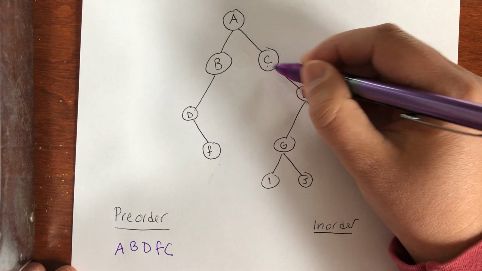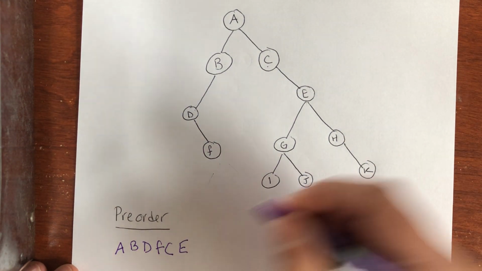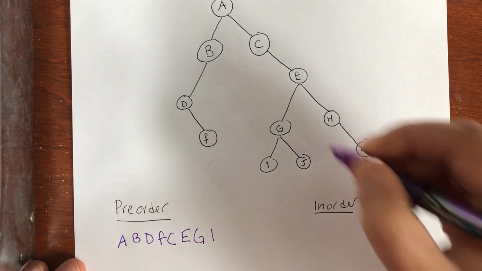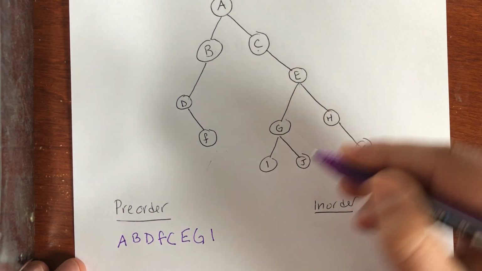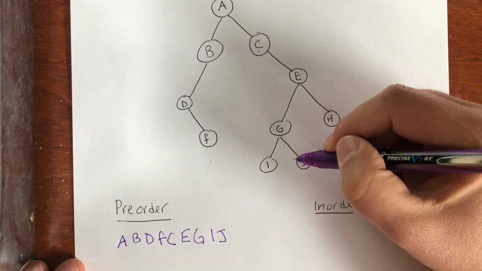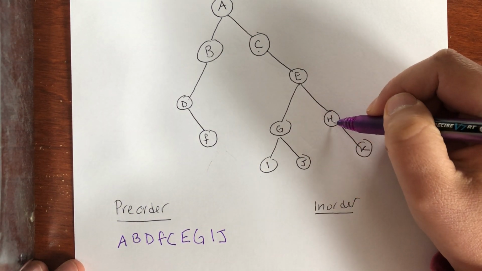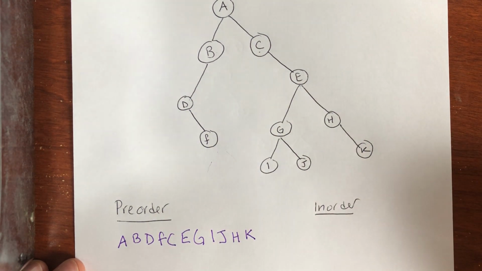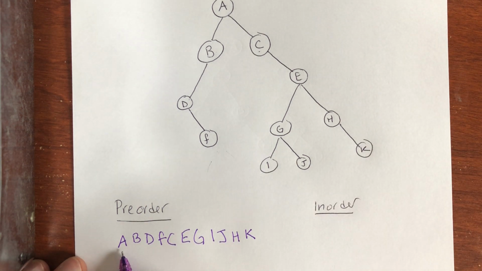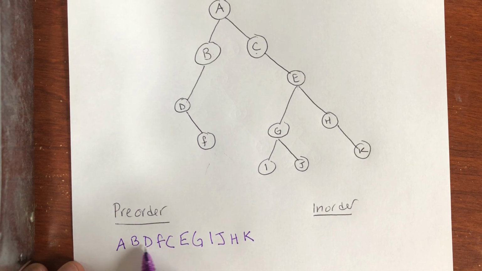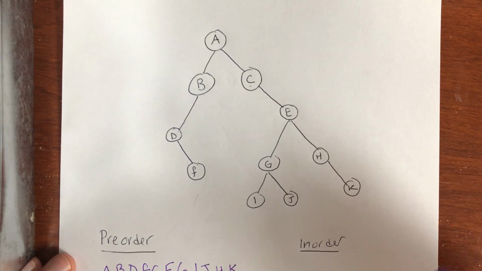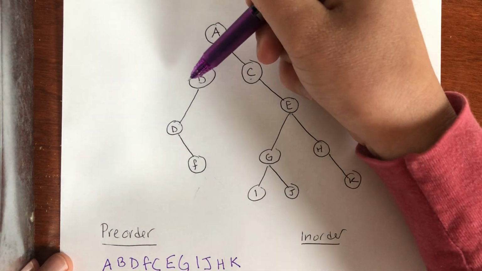So C would be my next vertex. From C, I cannot go left, so I go right. Then print E. Then I go left as far as possible, so I visit G and then I. Go back up and go to the right, which gives us J. Now I have to go all the way back up to E and visit the right subtree, so I visit H, and finally the last one is K. So the Preorder Traversal gives us the vertices A, B, D, F, C, E, G, I, J, H, K.